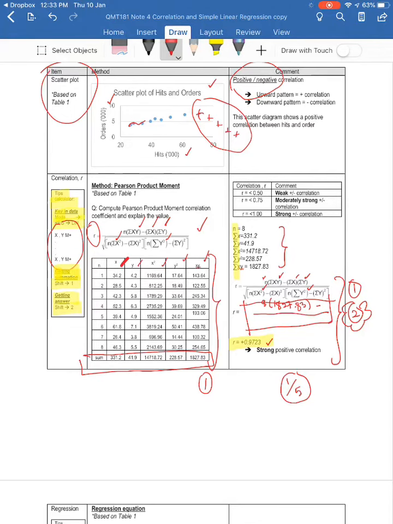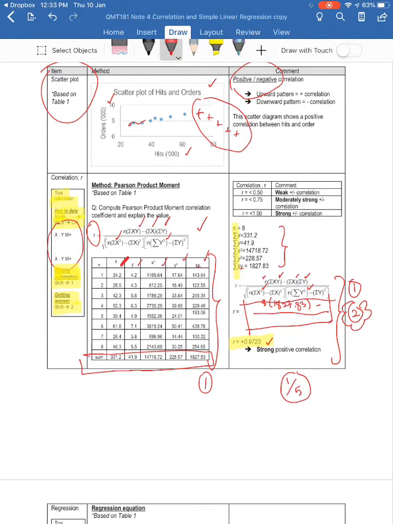And based on the correlation coefficient here, you have explanation of the correlation. Okay, positive and negative determine here, and the value 0.9 indicates strong positive correlation.